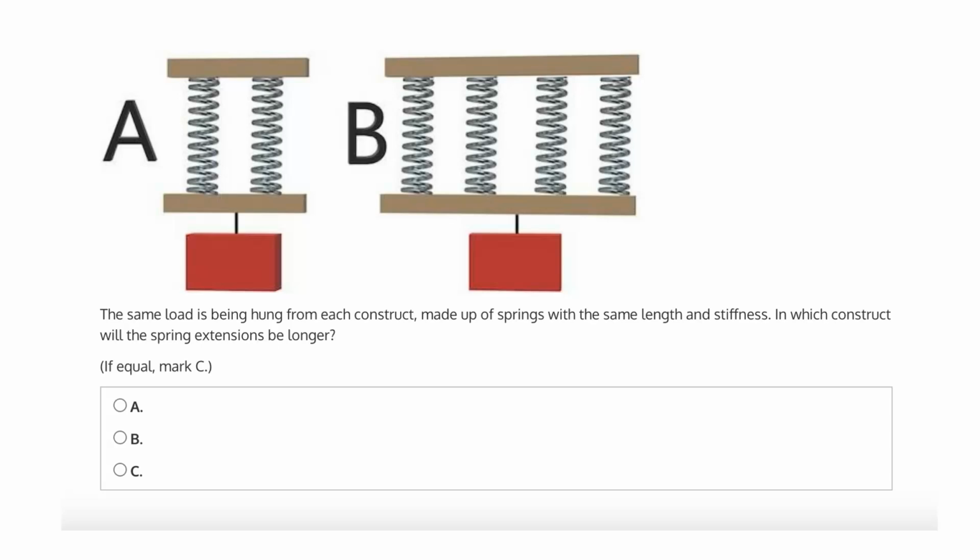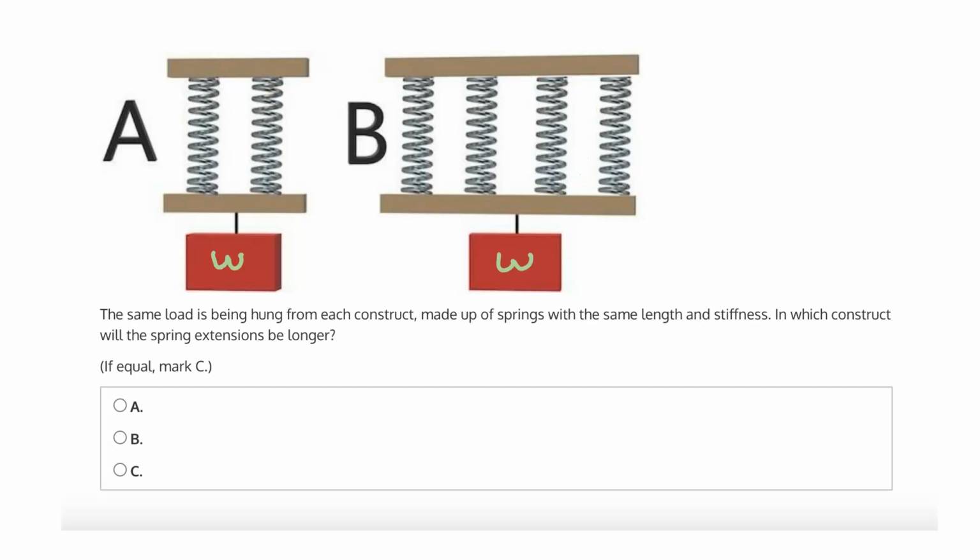Okay, so this question says the same load is being hung from each construct, which we can refer to as W in both cases, and each construct is made up of springs with the same length and stiffness. So if we choose two springs, one from either construct, say that one in A and this one in B, again, same length, same stiffness, which means these are effectively identical springs, and we can treat them the same.